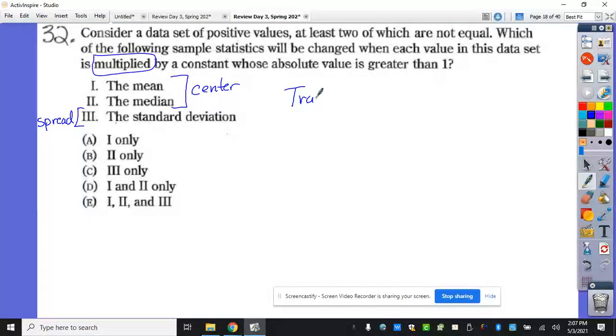This is transforming data. And people get confused sometimes about which one's transforming and which one's combining. So transforming is one data set and do something to every number.